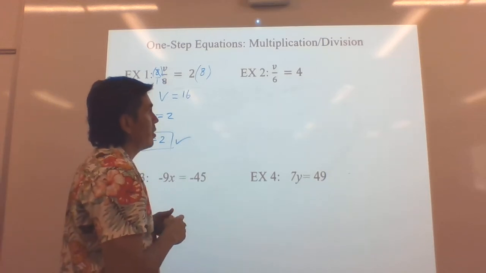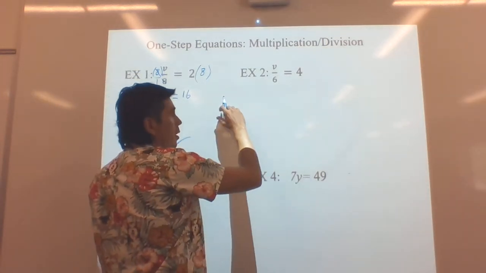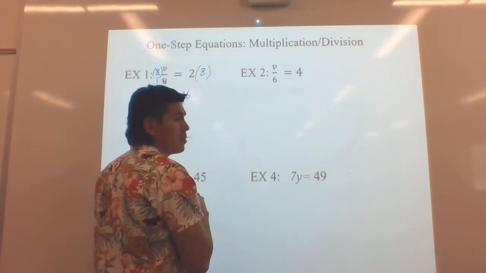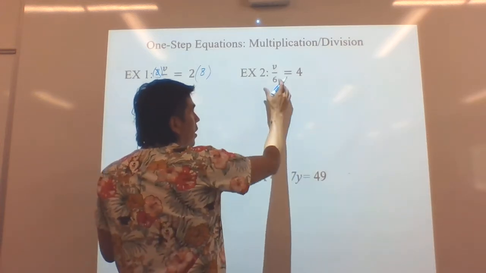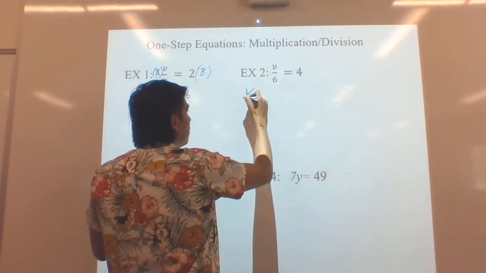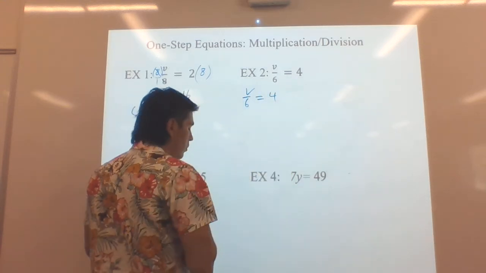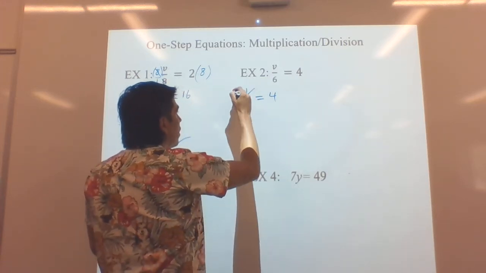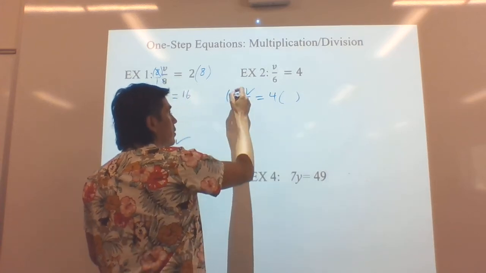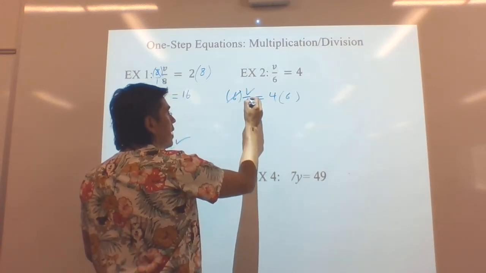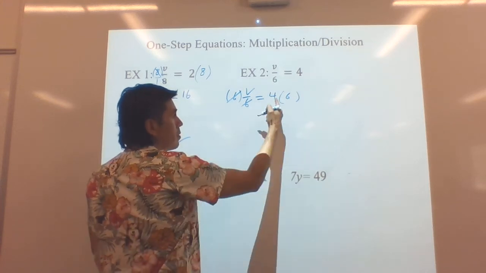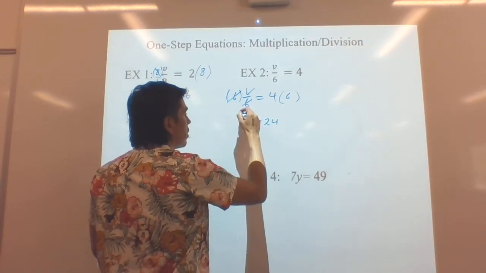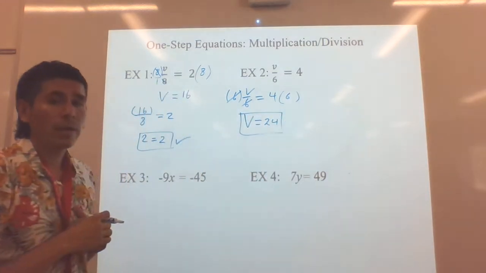Now we're going to do example number 2. Very similar. Okay? We have v, and we're dividing by 6. The inverse of division by 6 is multiplying. I know I'm going to run out of space here, so I'm going to write it over again, because I don't have space, and I want space. So what I'm going to do here is multiply both sides by 6. Okay, that cancels, right? And then 4 times 6 is 24.